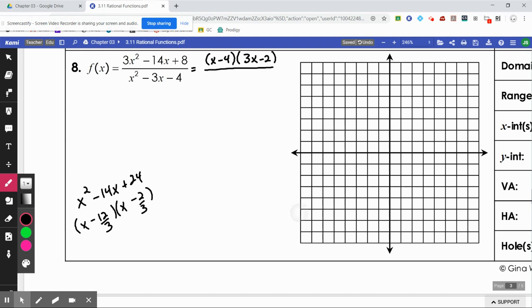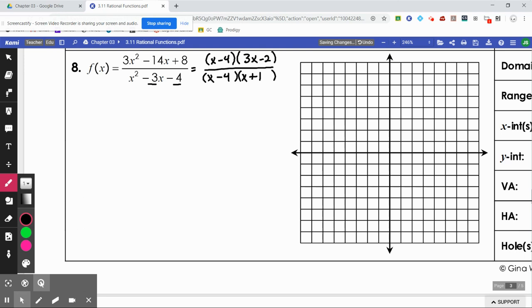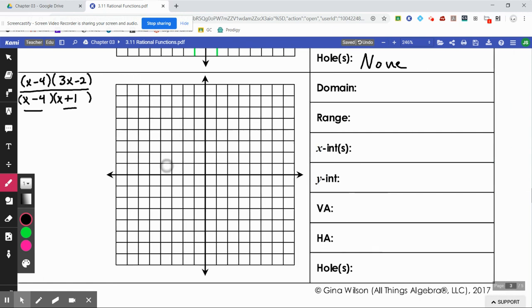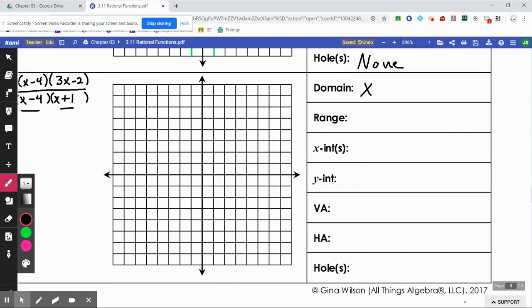The bottom factors into two sets of parentheses, x and x. Adds, multiplies would be a negative 4 and a positive 1. Therefore, let's go ahead and take care of our discontinuity. x cannot be 4 and x cannot be negative 1. So our domain: x is not equal to 4 or negative 1.